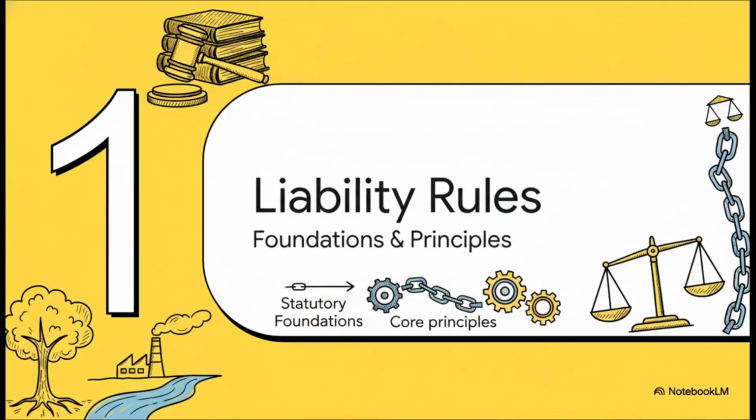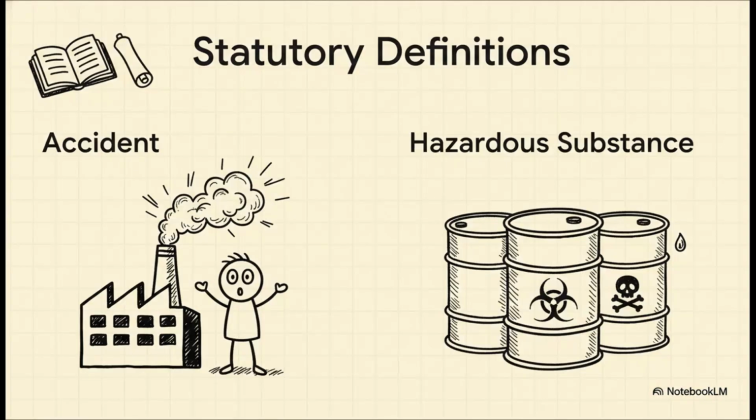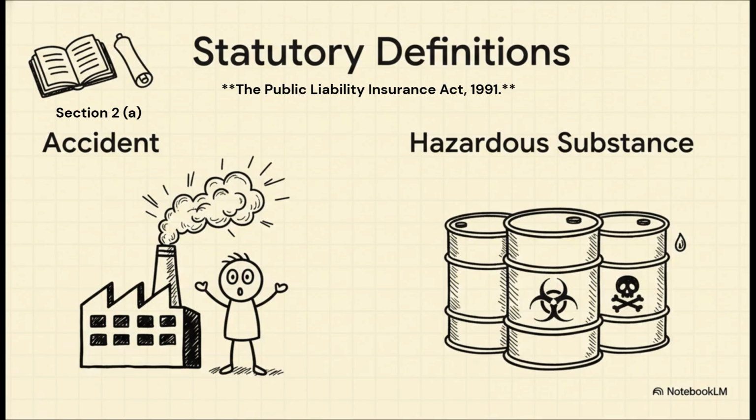We've got to start at the very beginning. What are the core ideas, the legal foundations that these liability rules are built on? Okay, before we go any further, we need to be on the same page with a couple of key terms from India's Public Liability Insurance Act. First, what does the law consider an accident? Well, it's pretty specific. It's any sudden, unintended event involving a hazardous substance that ends up harming people or property. And what about a hazardous substance? That's basically anything the government has officially put on a list and labeled as dangerous under environmental law. It's as simple as that.